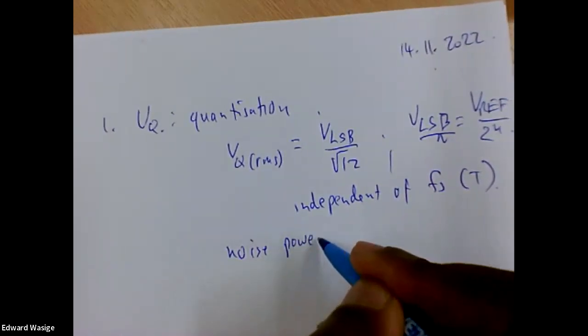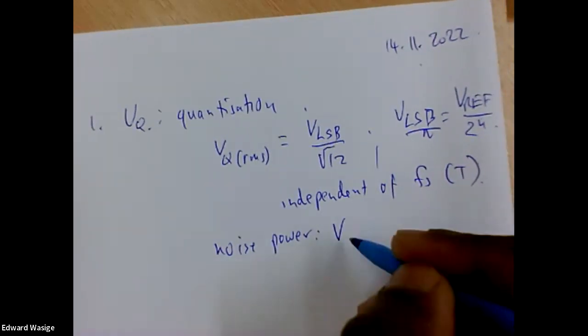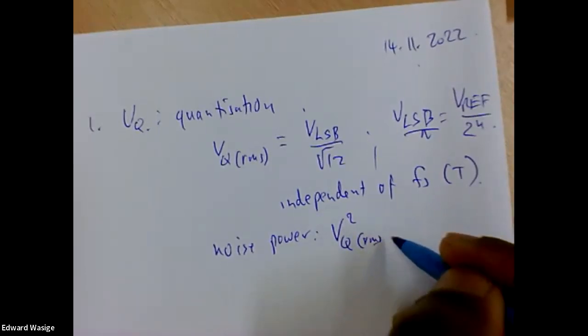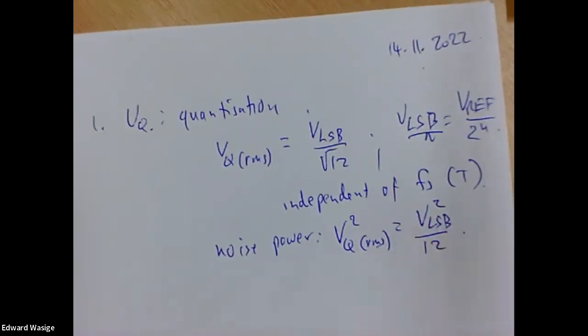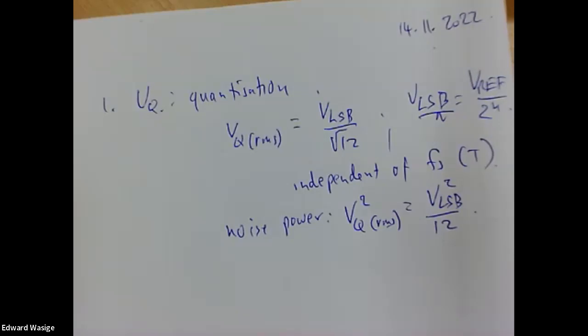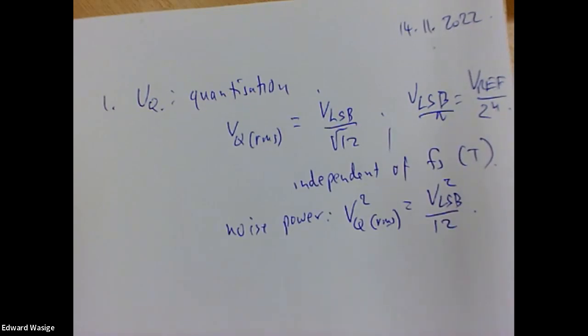Just as a reminder, we used a description of noise power. The power is directly proportional to voltage square, so it's VQ RMS squared, and this would be VLSB squared over 12. So the noise power arising from quantization is given by that expression, or if we get it in terms of voltage, it's given by that expression. And we can only reduce it if we increase the number of bits we use to digitize our sample. So that's the first thing we did.